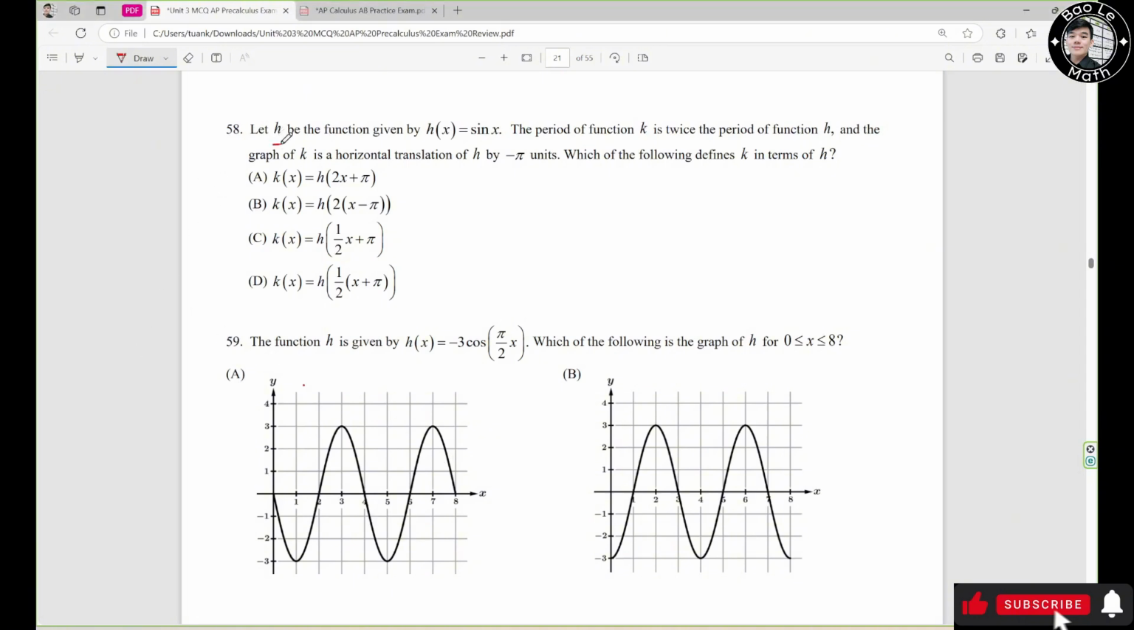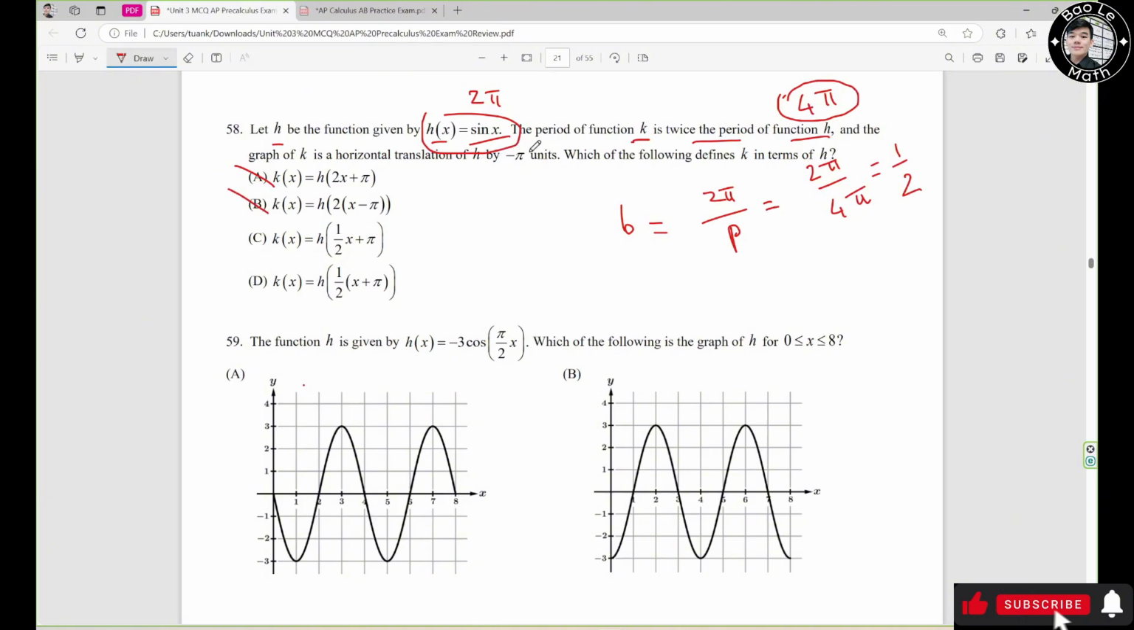Question 58. Let h be the function given by h of s equals sine s. The period of the function k is twice the period of the function h. Now look at the function h of s right here. The period of this function is 2 pi, and then the period of the function k should be 4 pi. The graph of the function k is a horizontal translation of h by -pi units, which means you need to shift the function h pi unit to the left. Since you have the period of the function k, 4 pi, you need to find b first. So b equals 2 pi divided by period, which means 2 pi divided by 4 pi. So it's going to be 1/2. So b equals 1/2, you need to eliminate A and B.